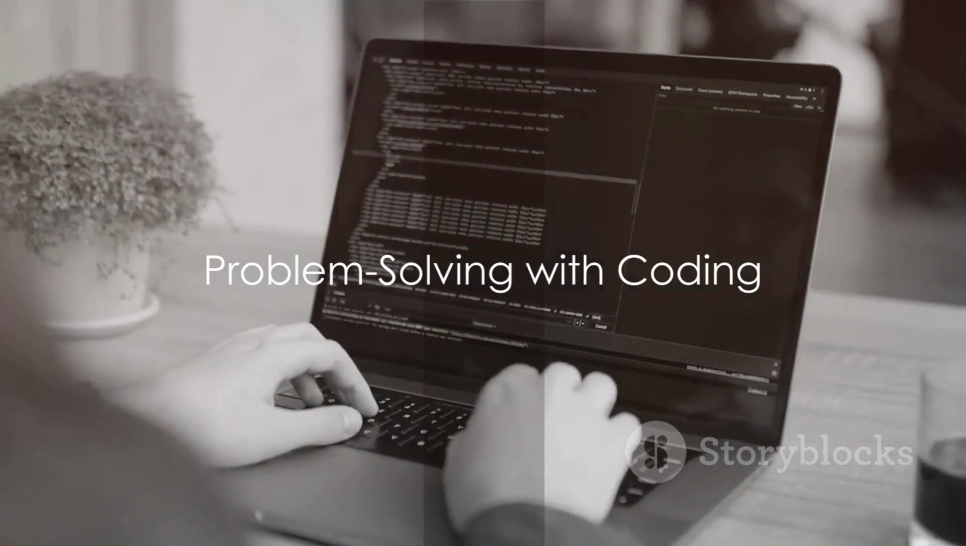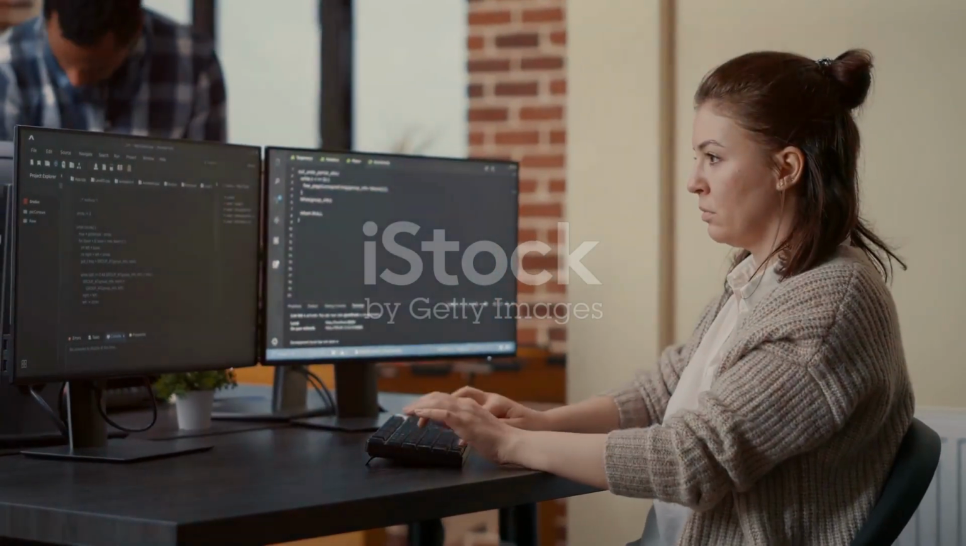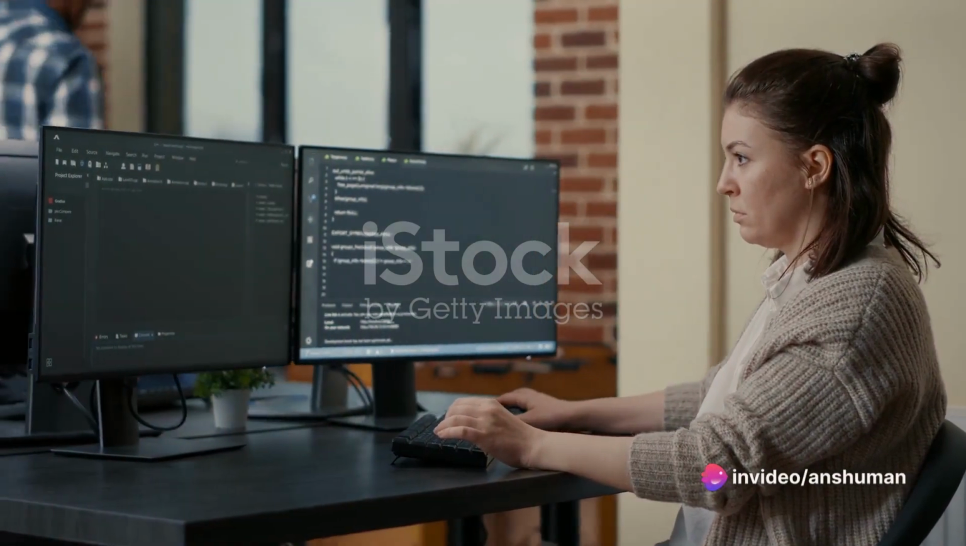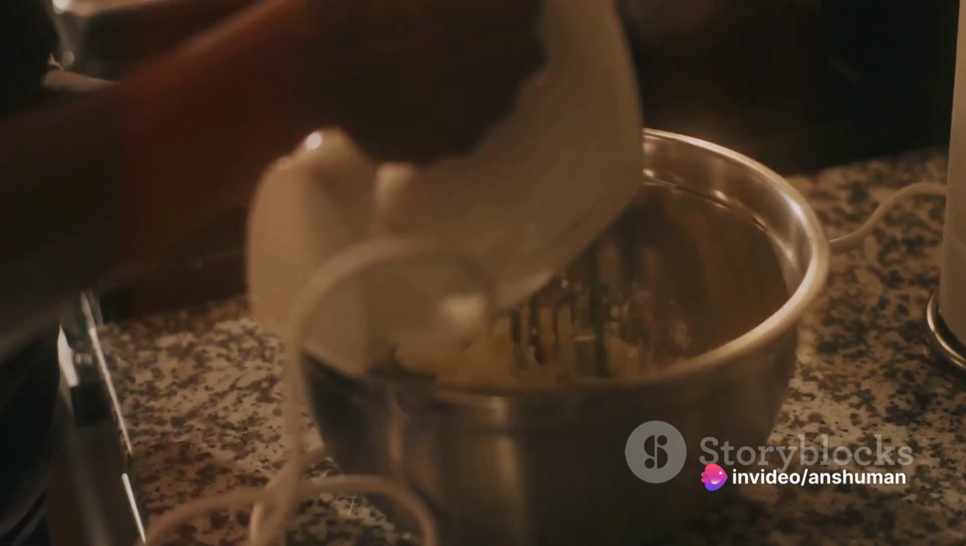Coding, at its core, is about problem solving. It's about breaking down complex problems into smaller tasks that a computer can understand and execute. It's like cooking a recipe where you follow a specific set of instructions to get the dish you want.